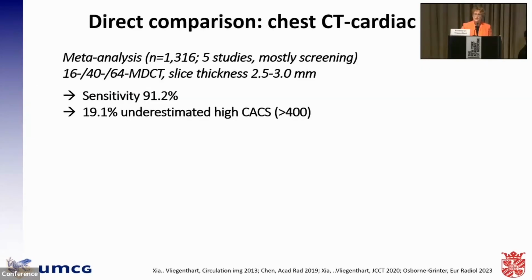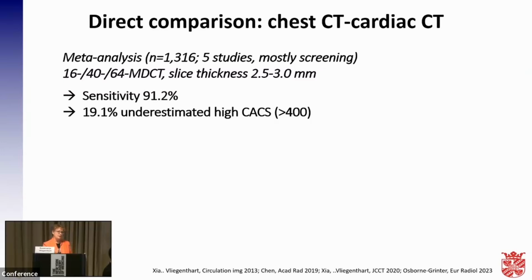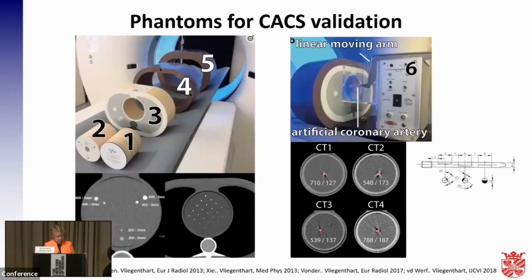A number of studies have directly compared cardiac CT with chest CT in terms of the detection and quantification of calcium. Already years ago, we performed a meta-analysis in this field using the, at that time, older CT scanner generations. We found that in 9% of cases, chest CT missed a positive calcium score, but importantly, 19% underestimated the presence of a high calcium score.